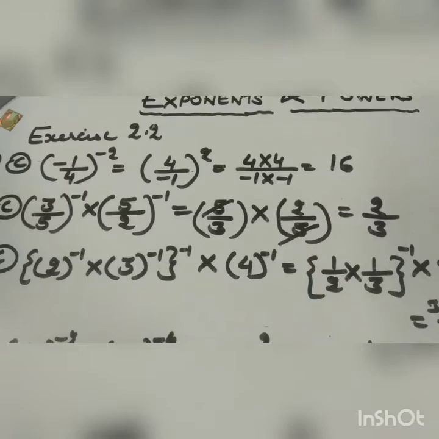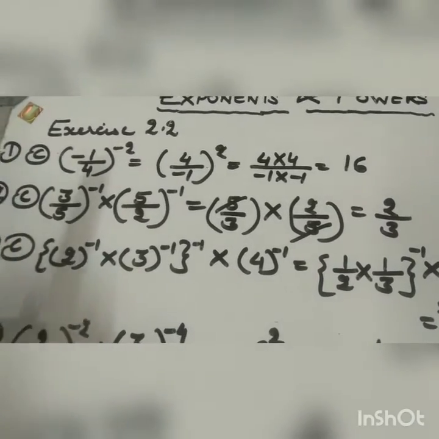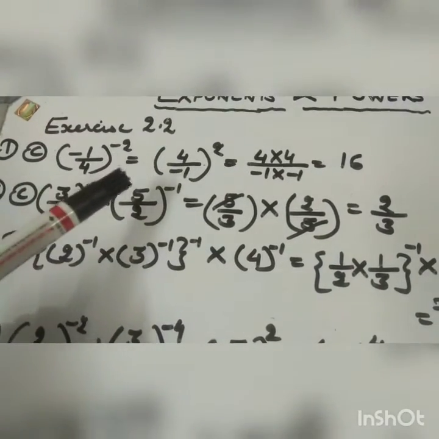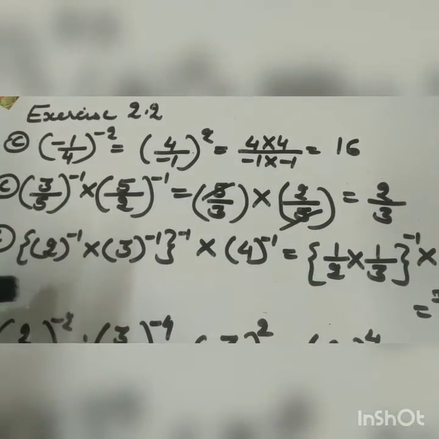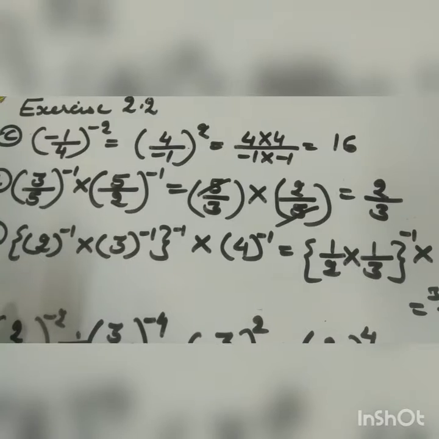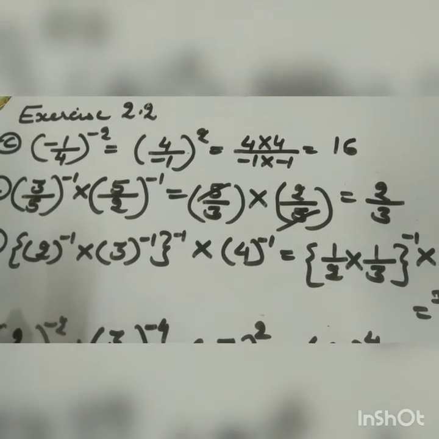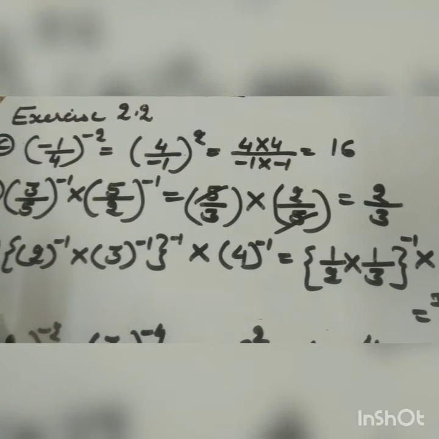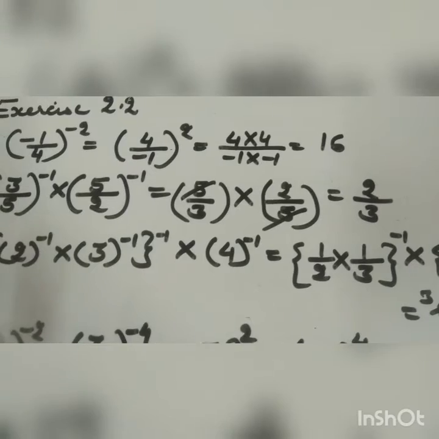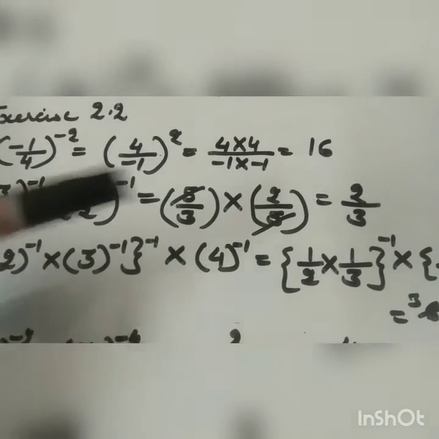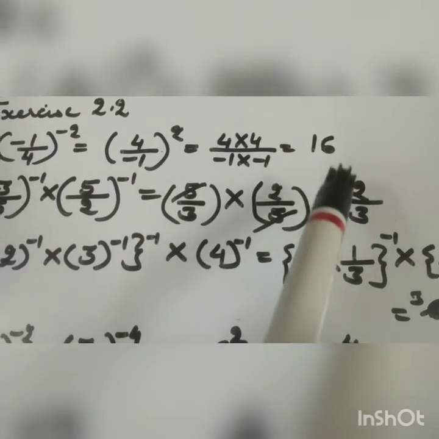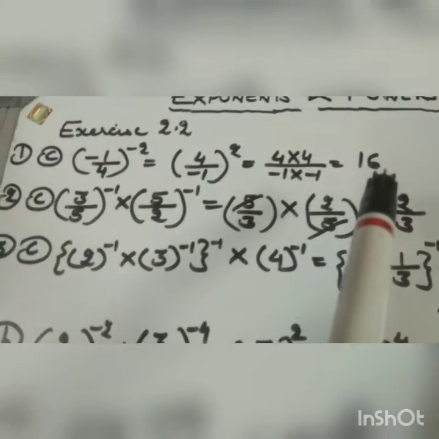Now exercise 2.2 question number 1, C part. The question says minus 1 by 4 to the power minus 2. You have to simplify it. In order to simplify, first and foremost, as we have understood, change the negative power to positive. It becomes 4 upon minus 1 whole square. Now, being a positive power, it is 4 into 4 upon minus 1 into minus 1, which equals 16. That will be the final solution.